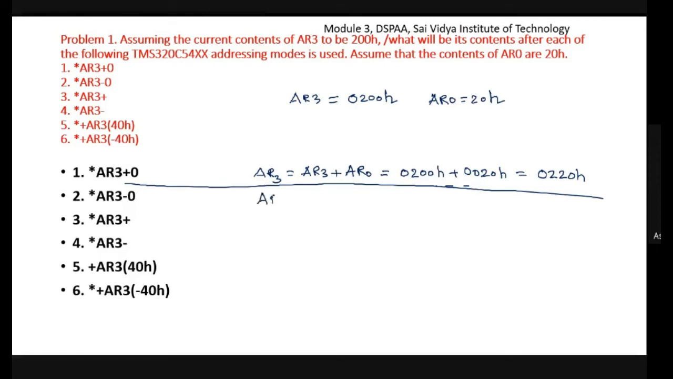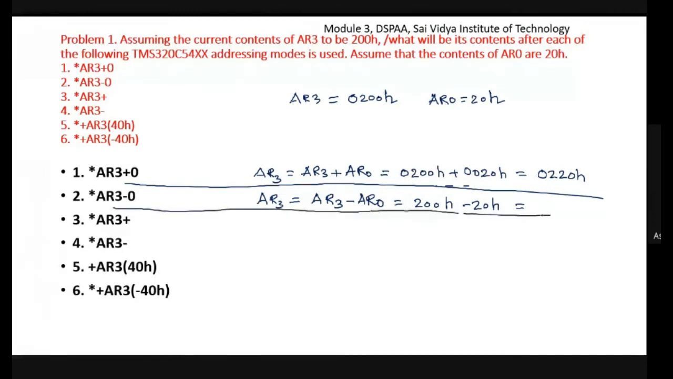Now, can you tell me after execution of this, what is going to happen? AR3 is equal to, the minus symbol is there, so what do we have to perform? Subtraction with AR0. I'll not write extra zeros, I'll write it as it is. This is 200 hexadecimal minus 20 hexadecimal. Use your calculator, you can calculate it. No ma'am, we will do it manually. Manually also we can do it, 020 hexadecimal.